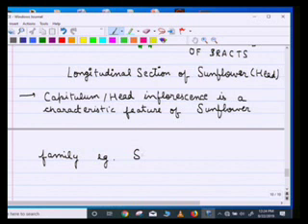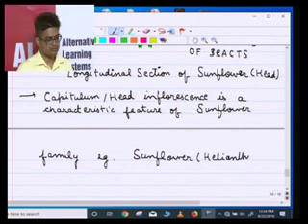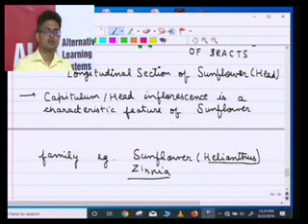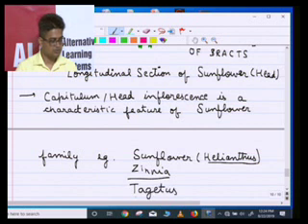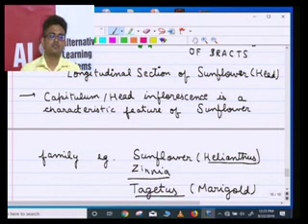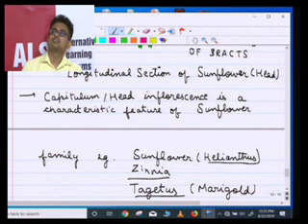Example, sunflower, the botanical name of sunflower is Helianthus annuus. And there is another flower called zinnia. Many examples. Marigold is Tagetes erecta. This is also capitulum. Okay, so these are all the types of inflorescences of racemose that we have to study. So that is the end of racemose inflorescence.